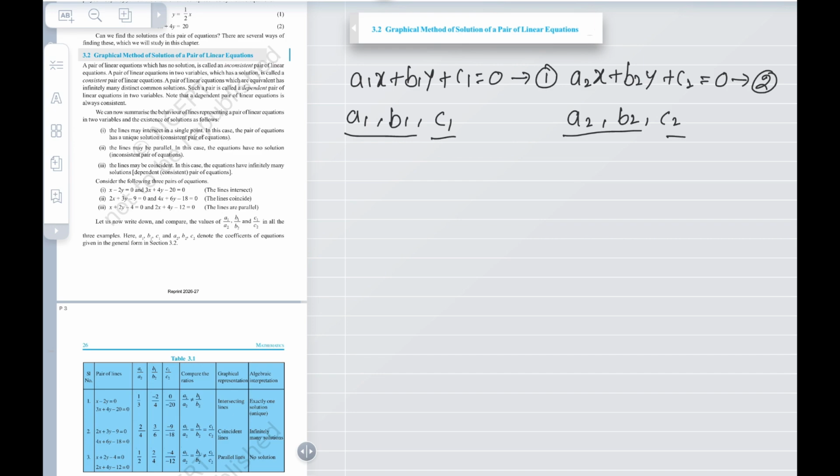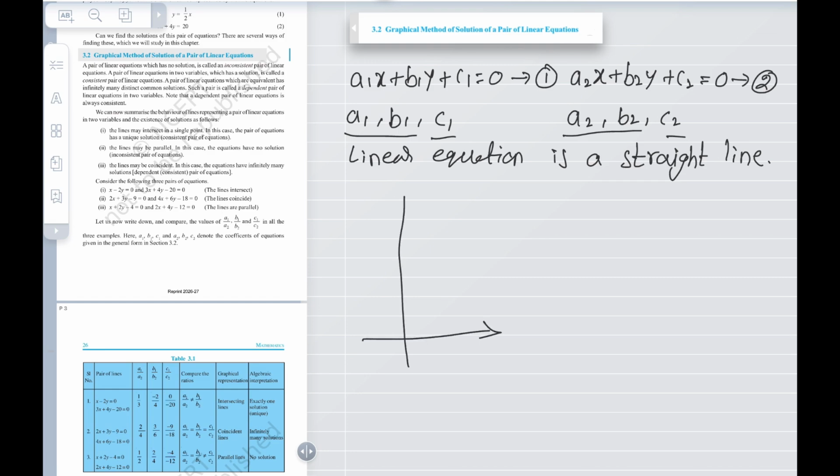Based on this, how are the pair of linear equations drawn graphically? A linear equation is a straight line. Here you may get a doubt, since there is a linear equation in one variable also. Through one variable, you will get one unique point.